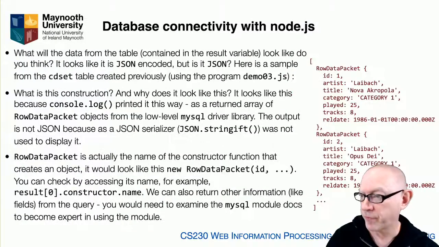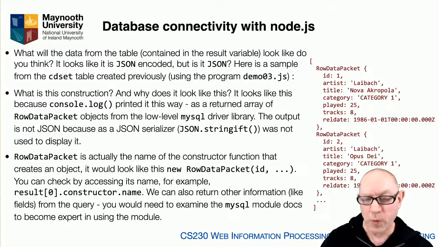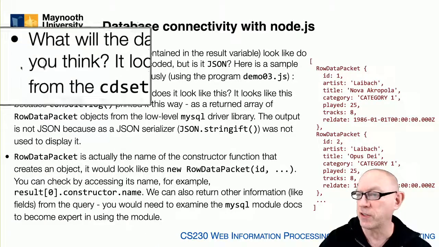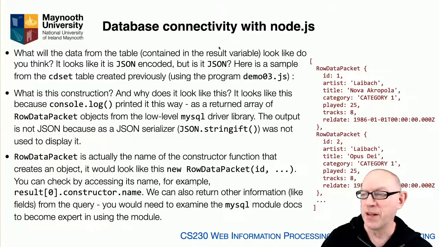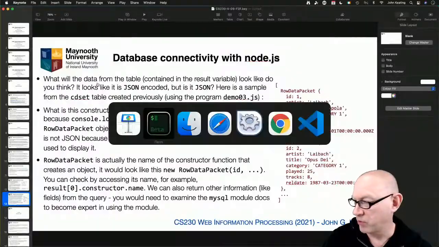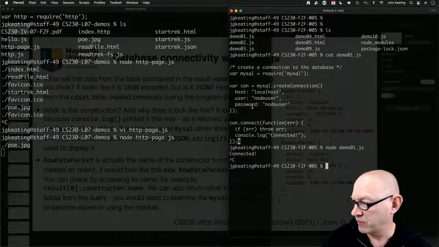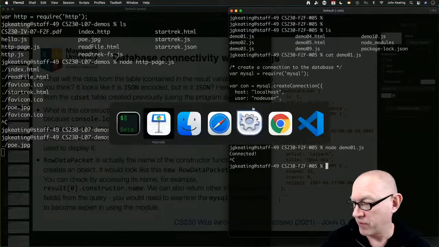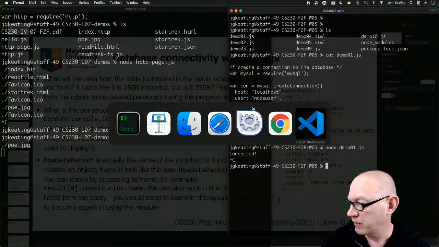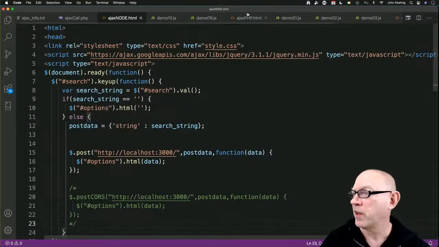Now what we want to do is take data from the table. I always have this question as well: what do you think the data is going to look like? Let me have a look at some code. Always good to look at some code. Let's clear this. Maybe I have it in VS Code as well for you. It might be easier to read.